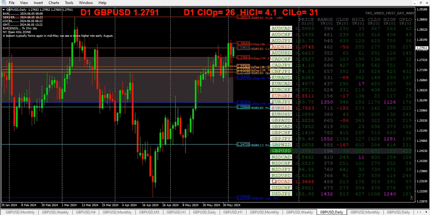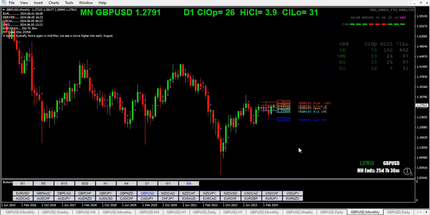On the daily, you can see once again we came down and we touched, or almost touched, missed it by 0.2, the high of the first day of the year. And so we're in the body of the previous day's candle right now. And you can see we opened in the lower wick zone and then shot up out of it. For the year, 79 pips above the open. $103 off the high and $492 off the low.